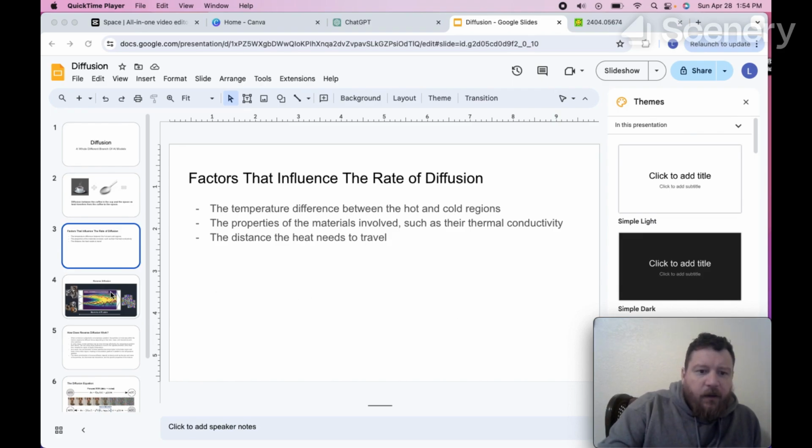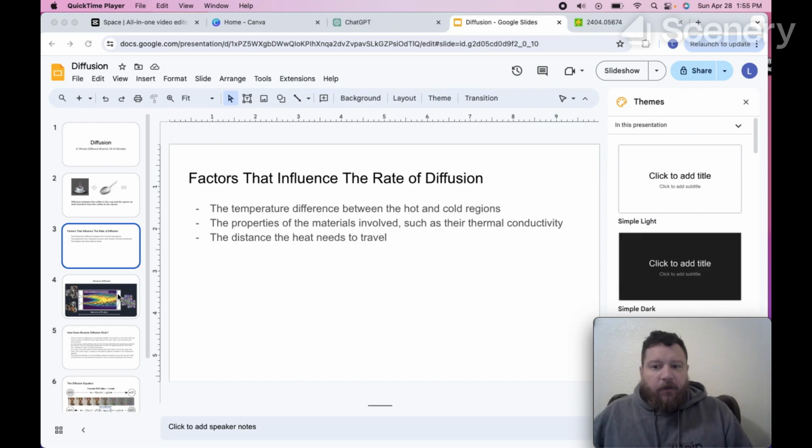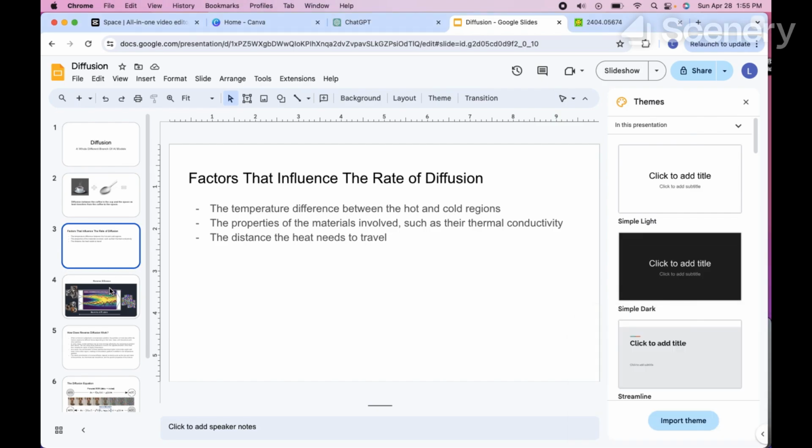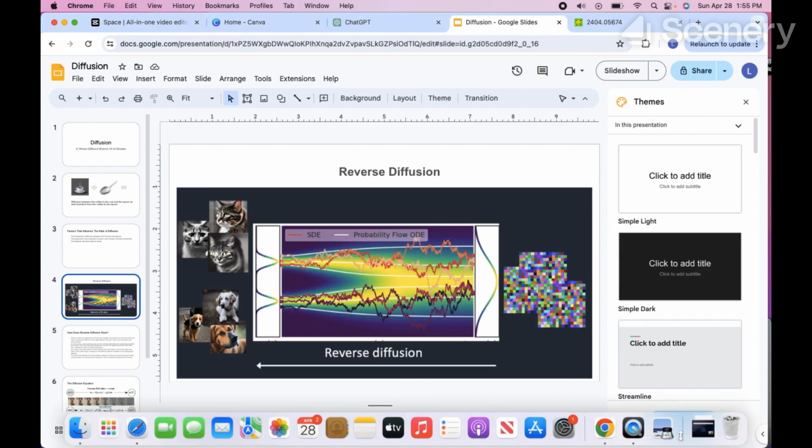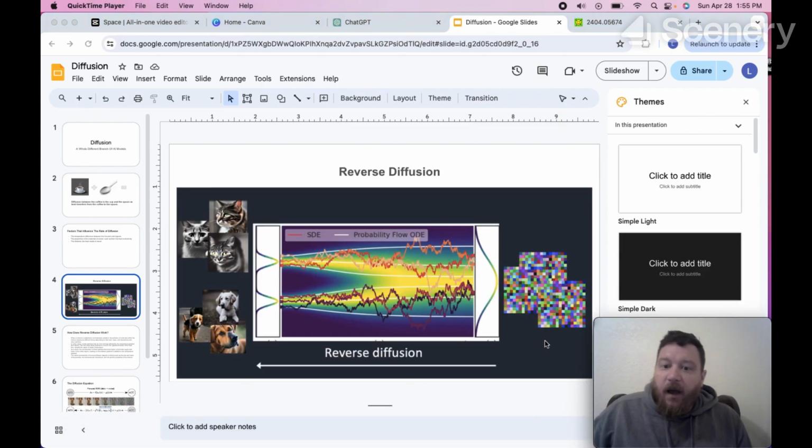So very straightforward there. With that said, this is how diffusion works, right? Diffusion is just very simply this heat transfer from hot to cold, in general. It's a heat transfer, a diffusion of heat. And then reverse diffusion is literally the exact opposite process.